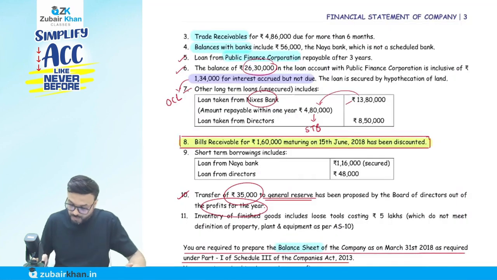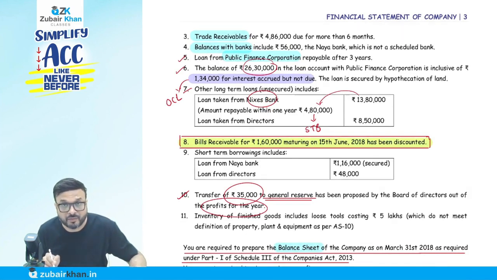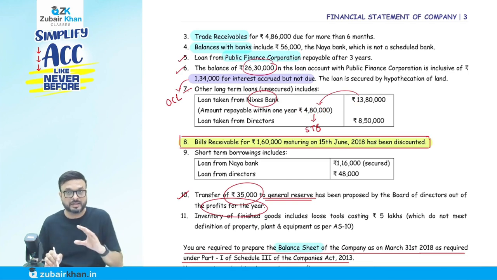They say that out of these 22 lakh 50,000, 13 lakh 80,000 is what we have taken as a loan from the bank, Nixes Bank. But they say that out of these 13 lakh 80,000, 4 lakh 80,000 is the amount which I am liable to pay within 1 year. Okay, that is short-term borrowing.